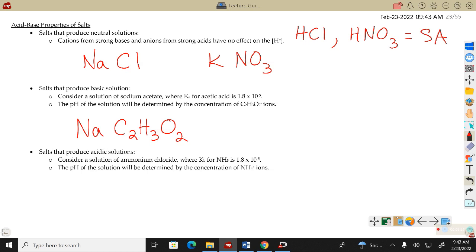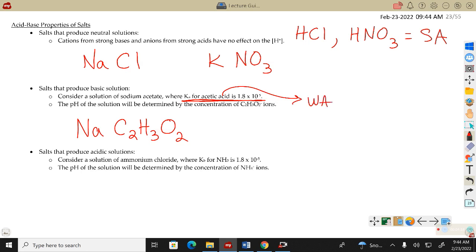Then I go to the negative ion. And I say, okay, what about that acetate ion? Could that guy react with hydrogen and remove it from the solution? Well, here's where they're giving me a little hint. They're saying, by the way, the Ka for acetic acid, in case you weren't aware, is small, 1.8 times 10 to the negative fifth. I don't care what the number is, but when I see that it's small, I know that acetic acid is a weak acid.